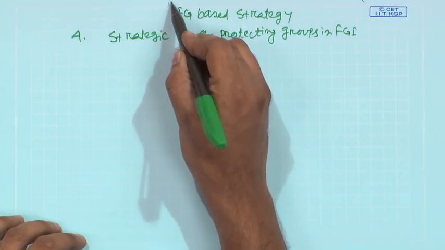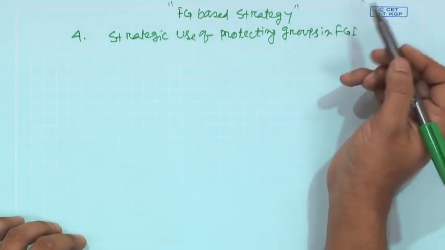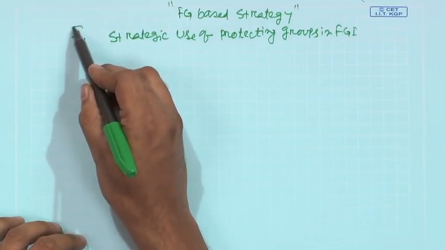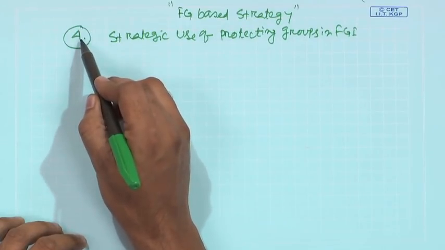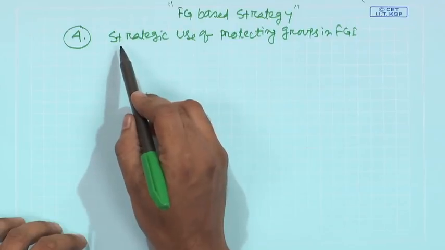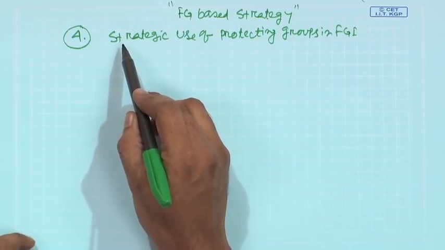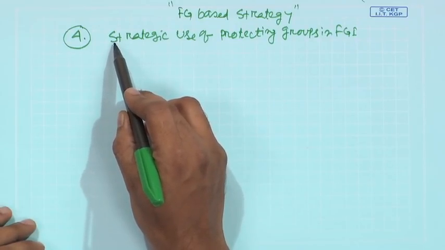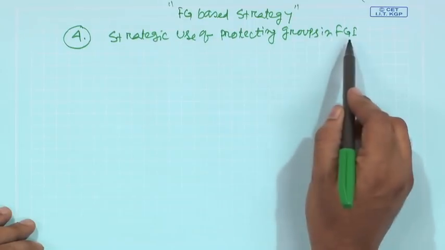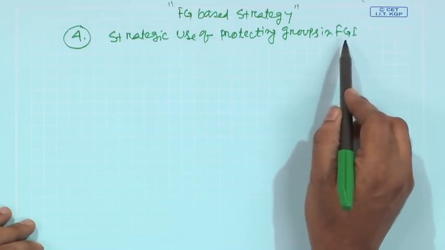Okay. So, welcome back students. We are discussing several strategies or guidelines based on functional group based interconversion, and today we will continue our discussion on functional group based strategies. Here we will focus on guideline 4, which, if you go back to our earlier lecture, focuses on the strategic use of protecting groups in functional group interconversion.